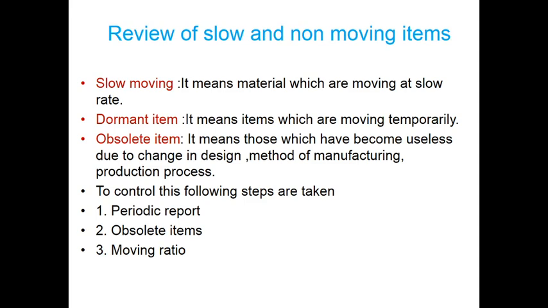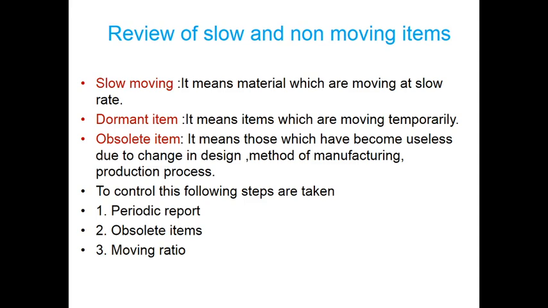Then second one, obsolete items. These are seasonal items or items that become useless due to change in demand or change in manufacturing processes, etc. So a well-designed information system is required to be adopted to locate such items so that they can be utilized as soon as possible, and further purchasing of these goods can be stopped. So control on obsolete items is also necessary.